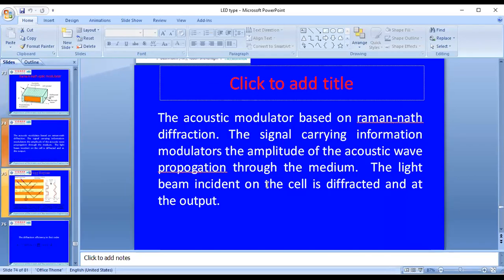Okay, here you can remember one thing: the signal carrying information of the modulator depends on the amplitude of the acoustic waves. Those acoustic waves propagate through the medium, and the light beam is incident on the cell, which is diffracted and produced like a diffracted output signal.